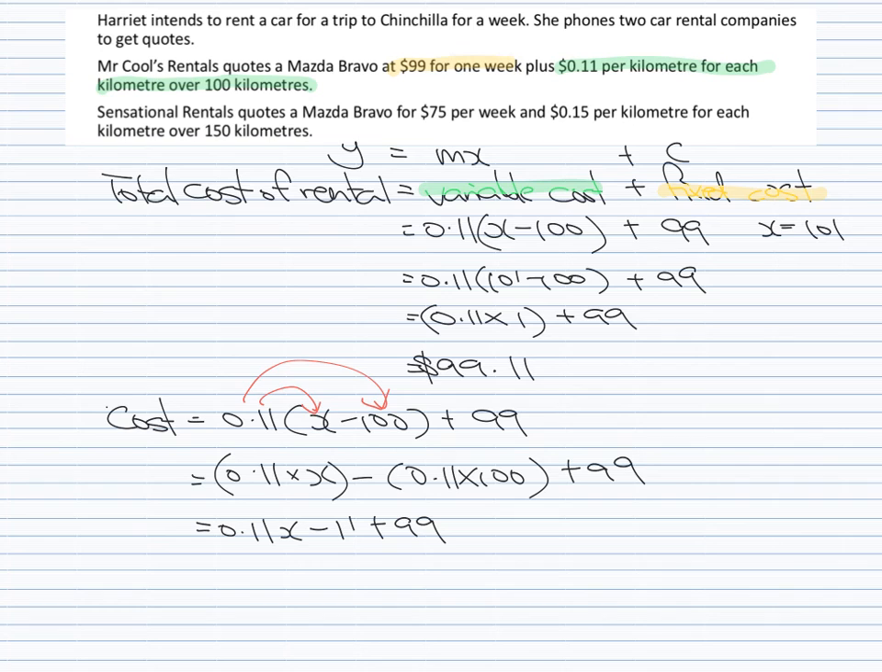Of course, now I can simplify the equation. So let's have a look. The cost equals 0.11x minus 11 plus 99, which is plus 88.